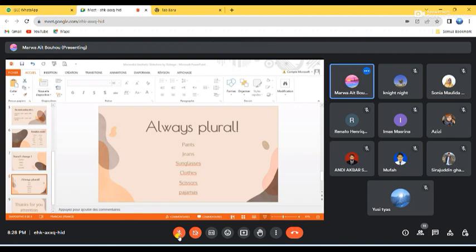Okay. So I said here that those words are already plural. They're not singular, and you can't make them singular. For example, pants, jeans, clothes, pajamas, sunglasses. You always use these words without pluralizing or singularizing them. They just stay like this.